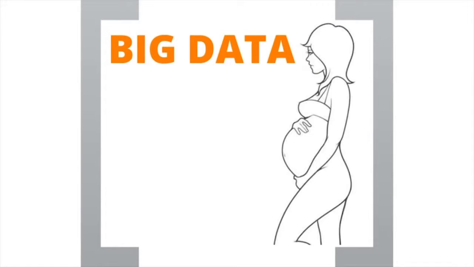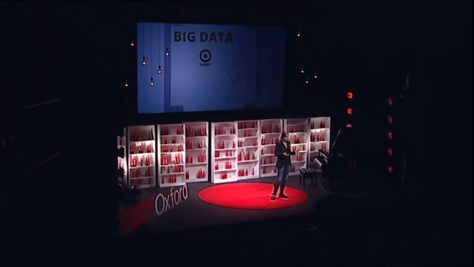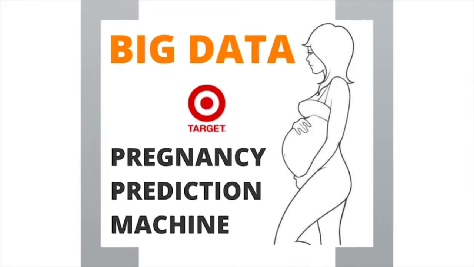And one of the best examples some of you might have heard was the supermarket Target in the US, who wanted to get to women before they got pregnant, actually even before they knew themselves that they were pregnant. So they hired some data scientists, and they took all the data they had themselves on their customers and enriched that with data from social media and databases and everything they could buy. And then they created a pregnancy prediction machine. And then they could start marketing their products to these women who didn't even know yet that they were pregnant.